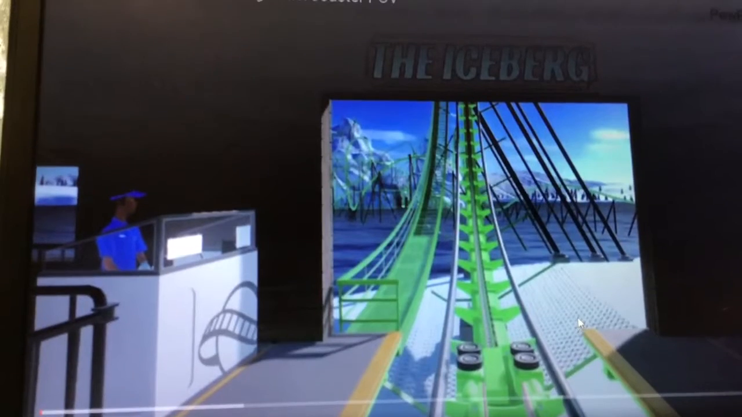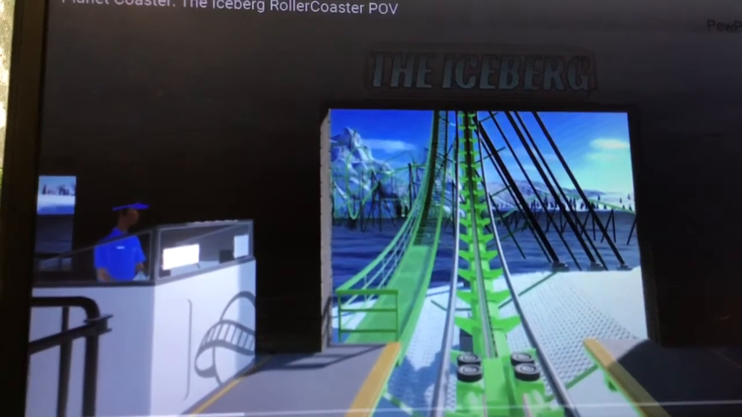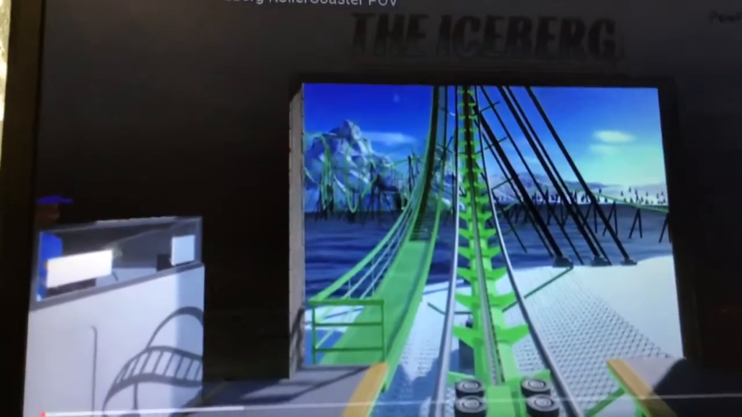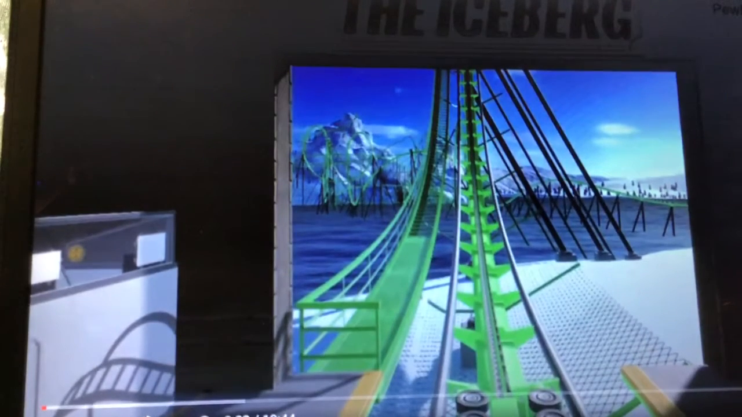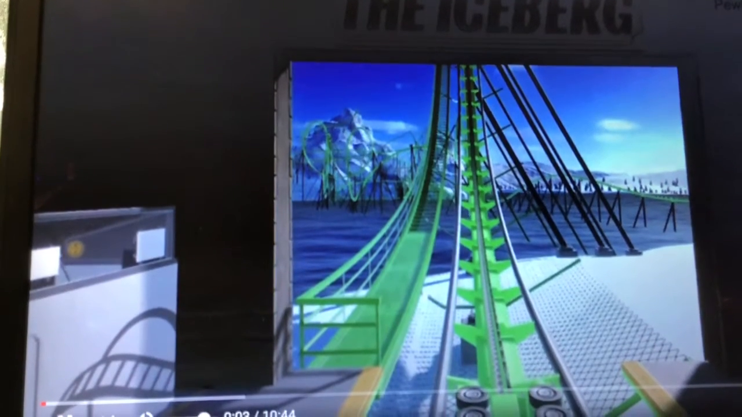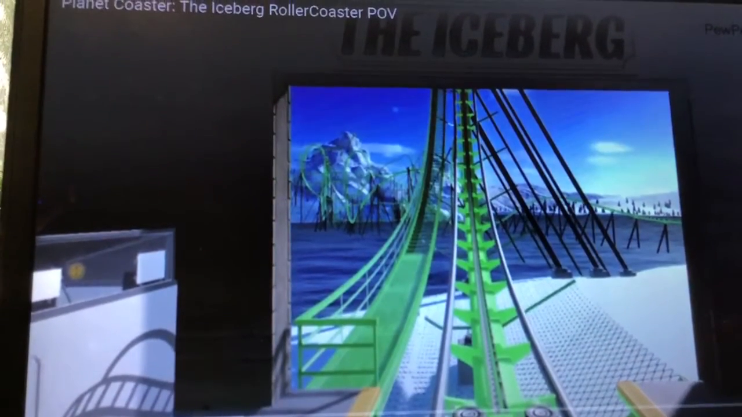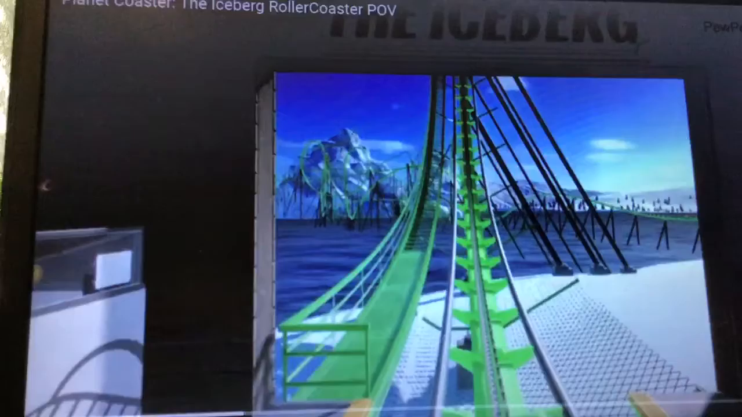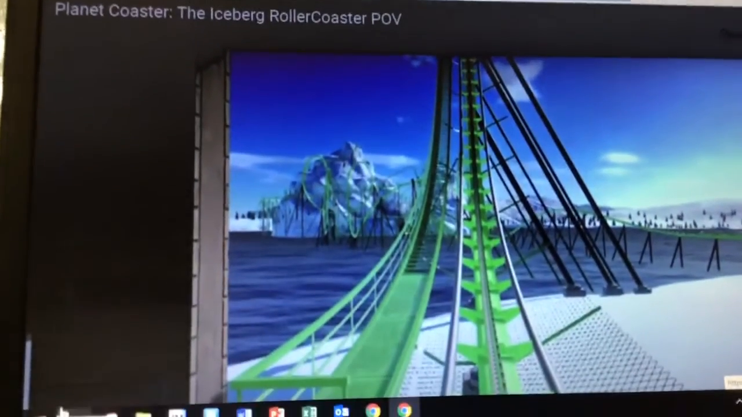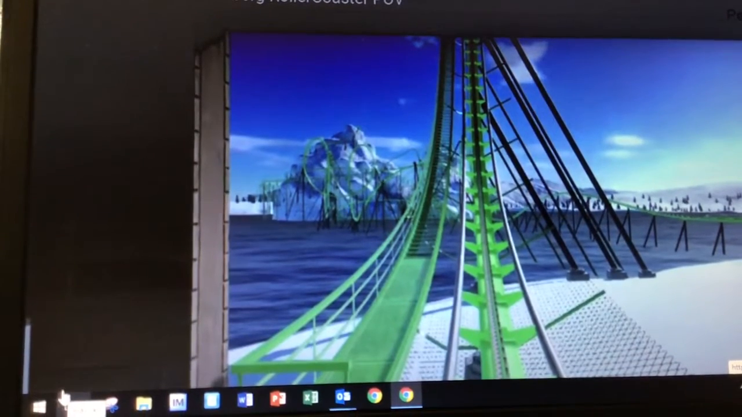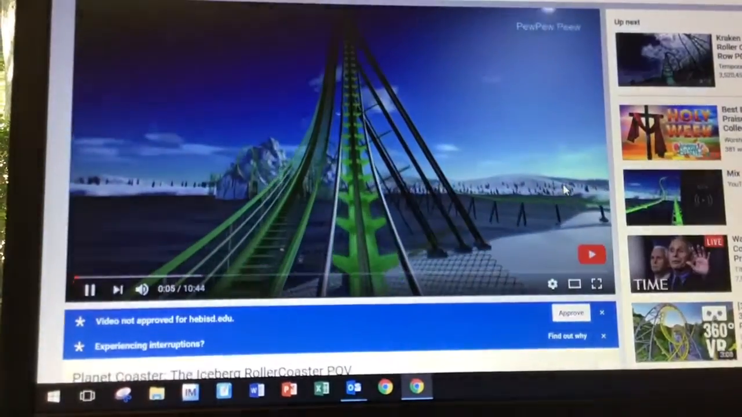All right, here we go. This is called the Iceberg. Oh, don't freeze on me now. Technical difficulties, just like in class when I start something and it's not working. Let's see. There we go. Gotta love technology. Now everything's working. Here we go. Awesome.